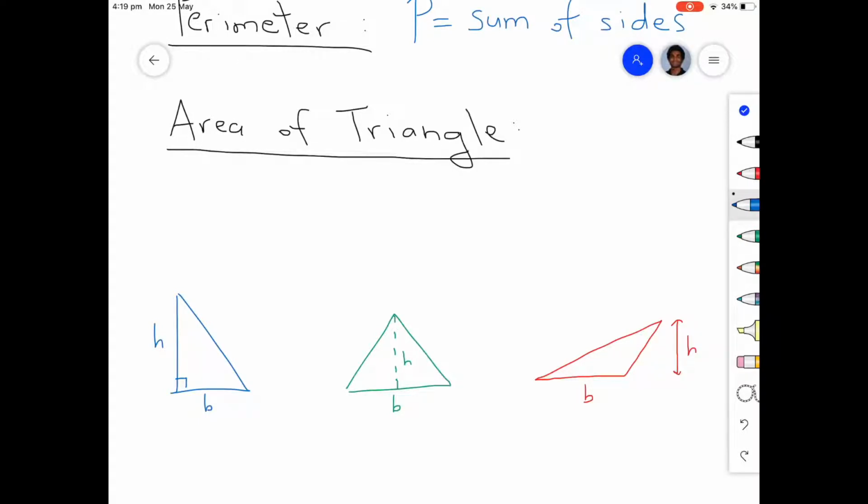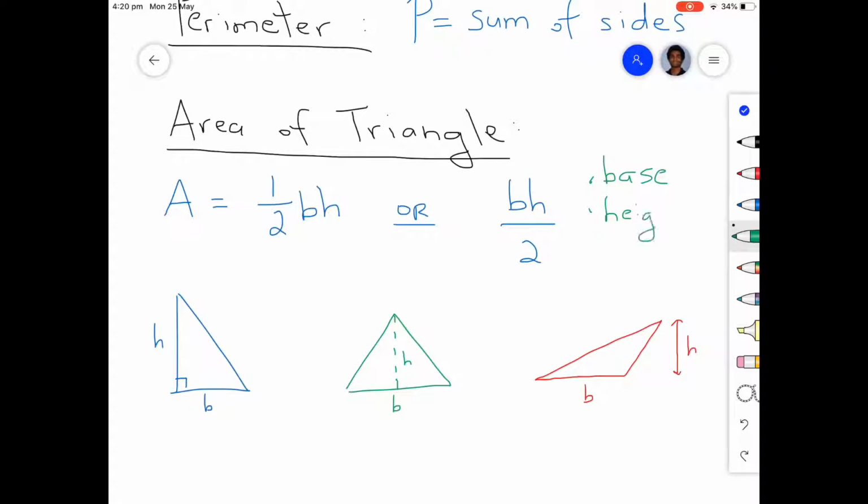So the general formula for the area of a triangle is a half BH, or another way of remembering it is BH over 2. Now B stands for the base of the triangle. So generally we're looking at the bottom of the triangle, like in these three diagrams below. And H stands for the vertical height of the triangle. And a really important point here is that height must always be perpendicular, which means it makes a right angle with the base of the triangle.